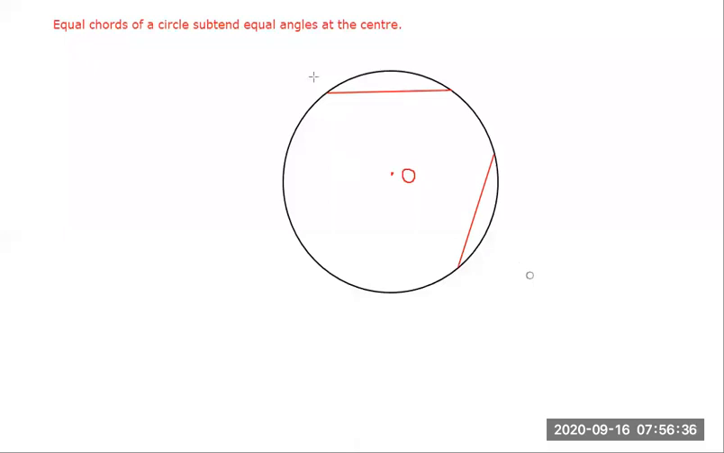So what is the angle? Let's say I name this chord as LM and let's say I name this chord as OP. Now chord LM is equal to chord OP. That also means LM is equal to OP.